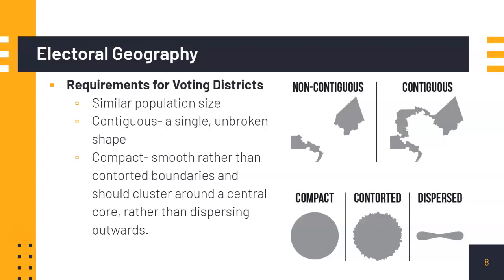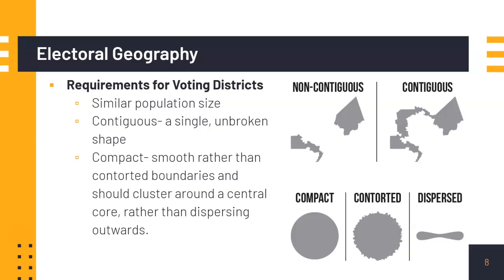When drawing voting districts, there are several key requirements that must be met to ensure fairness and accuracy in representation. First, voting districts must have a similar population size. This ensures that each district is represented by roughly the same number of people, preventing some voters from having more influence than others due to population imbalances. Another important requirement is that districts must be contiguous, meaning that the district must form a single, unbroken shape. This ensures that all areas within the district are connected, preventing fragmented or disconnected regions that could create confusion or inequalities in representation.